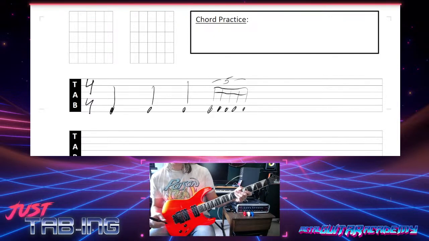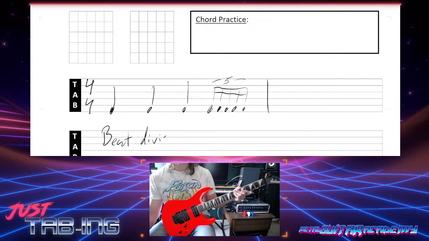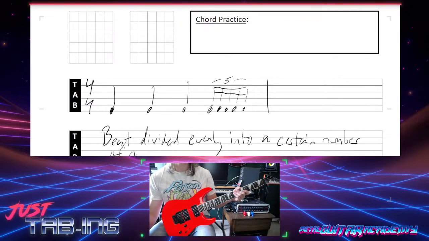Tuplet really just means, and if that was 7 notes, by the way, connected, put a 7, that'd be a septuplet. What a tuplet really means is you are dividing a beat evenly. And that's the tricky part about these. Divided evenly into a certain number of notes, okay? So the evenly thing is a big deal.